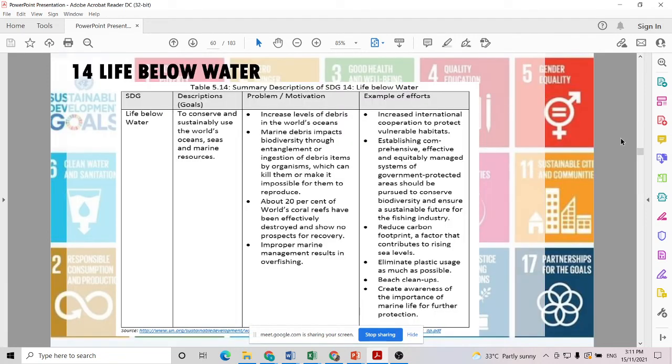And then what is the effort is to increase international cooperation to protect vulnerable habitat. Establishing comprehensive, effective and equitably managed system of government protected area, because to ensure the biodiversity. And then eliminate plastic. And lastly is to create awareness. So each of the individual need to be aware in order to maintain your aqua system, aqua life.